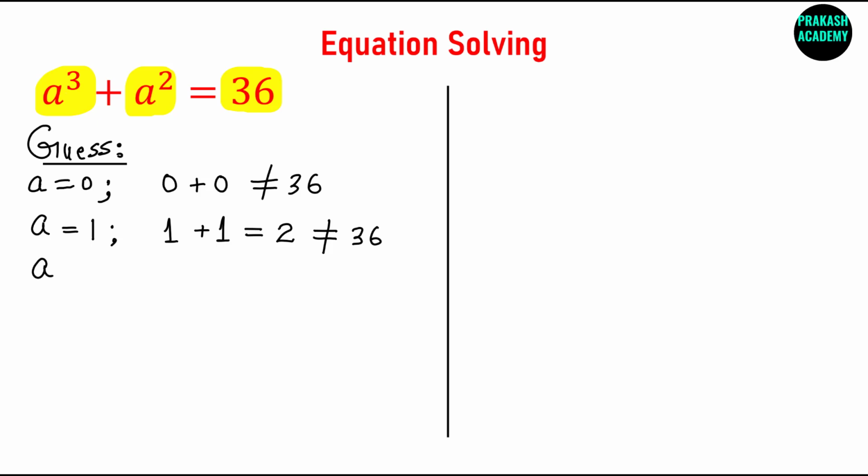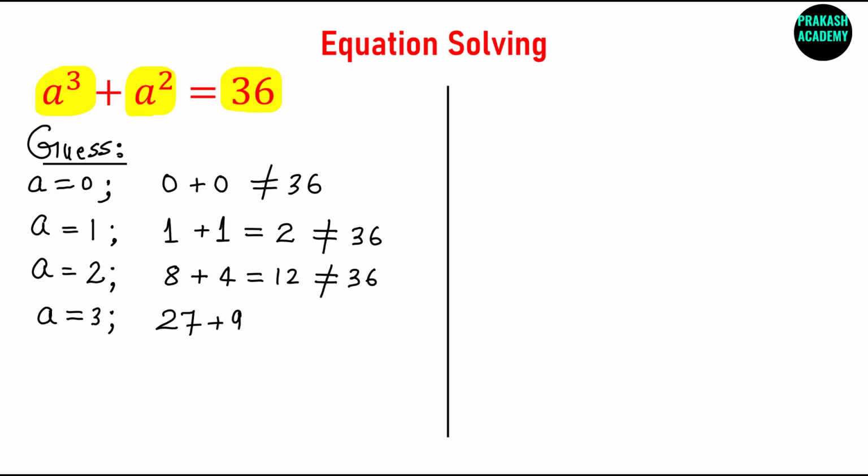What about a is equal to 2? So this is 2 cube, that is 8, 2 square is 4, and this is 12, and this is not equal to 36. This means this is also not a solution. What about a is equal to 3? So 3 cube, that is 27, and 3 square is 9. So 27 plus 9 is 36, which is exactly equal to the right hand side. This means I can say a is equal to 3 is one solution or is a root.